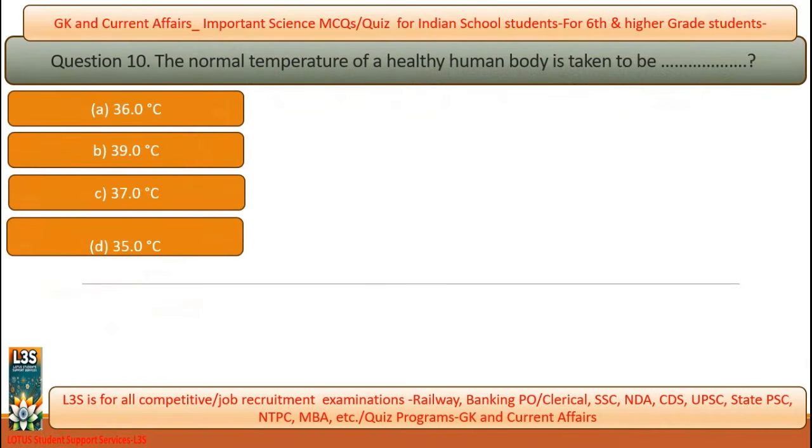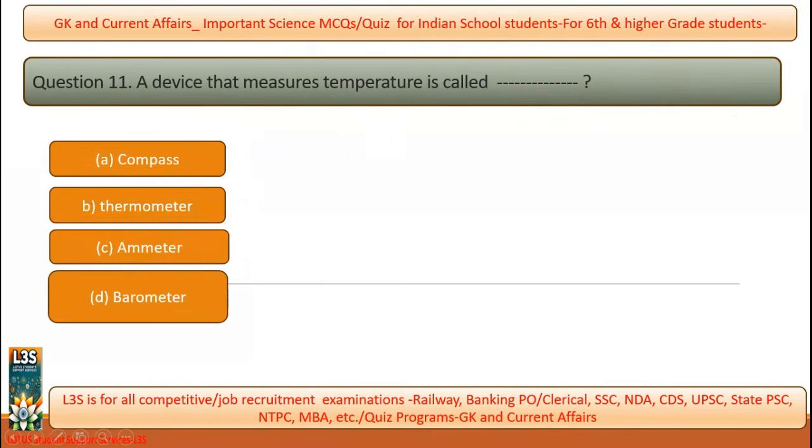The normal temperature of healthy human body is taken to be 36 degree, 39 degree, 37 degree, 35 degree. Which one is correct? And it is C, 37 degree Celsius. A device that measures temperature is called A compass, B thermometer, C ammeter, D barometer. It is B, thermometer.